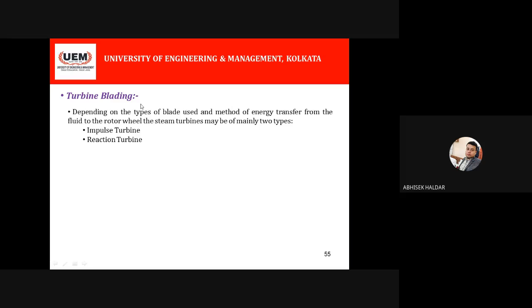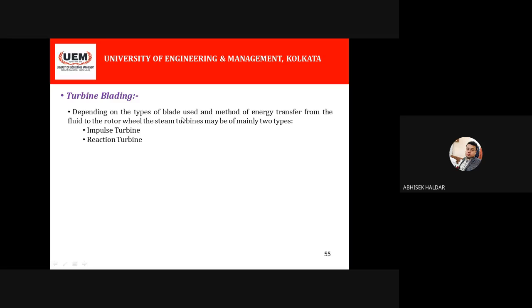So that blading is not a simple thing. I'm telling simply that from the nozzle it is coming out and hitting the turbine blades, which are mounted on a shaft, and that shaft is connected to the alternator. As my shaft is rotating, I'm getting my electricity from the generator. But it is not that simple. Technically it is correct, but there may be different types of blading. There may be compounding, and so there are so many things. So we will learn those things gradually.